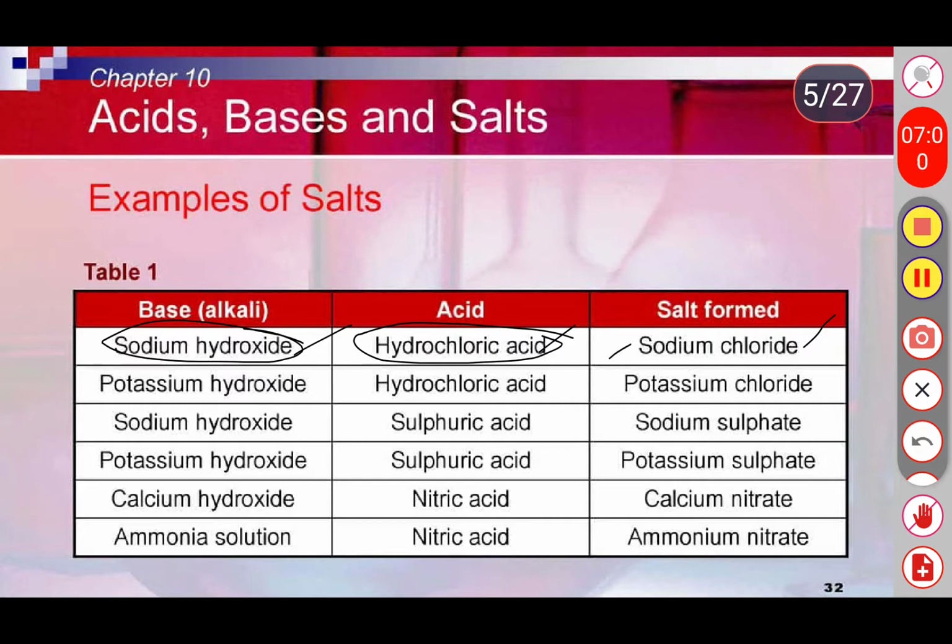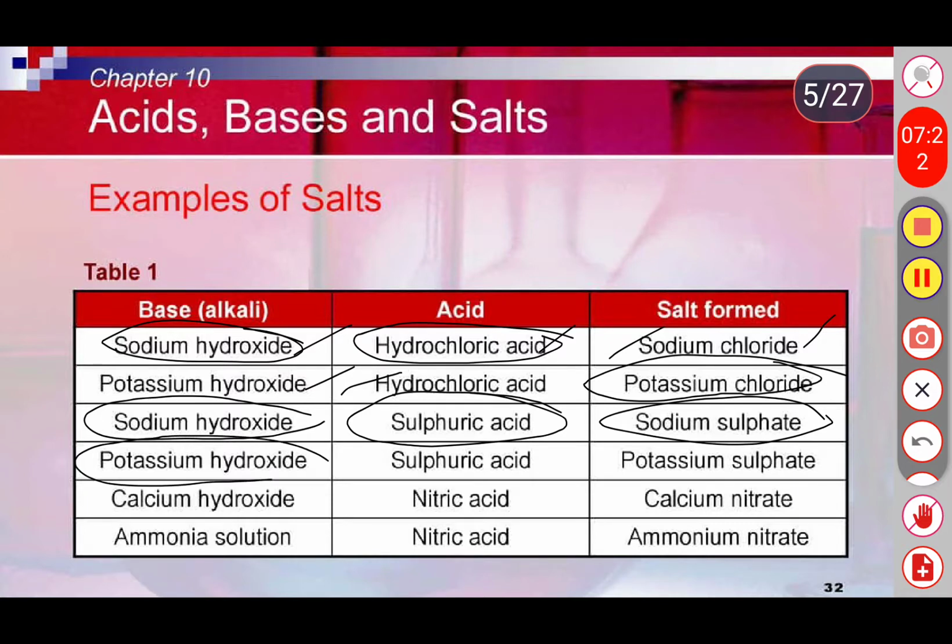Second one, potassium hydroxide, when treated with hydrochloric acid, forms potassium chloride. Third one, sodium hydroxide, when treated with sulfuric acid, H2SO4, forms sodium sulfate. Fourth one, potassium hydroxide, when treated with sulfuric acid, forms potassium sulfate.